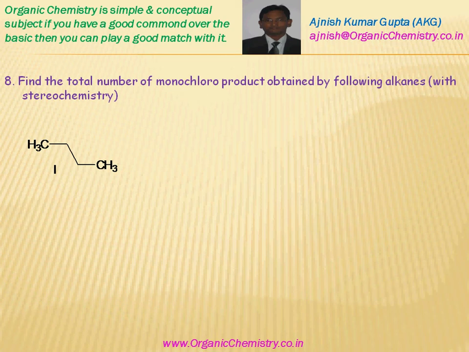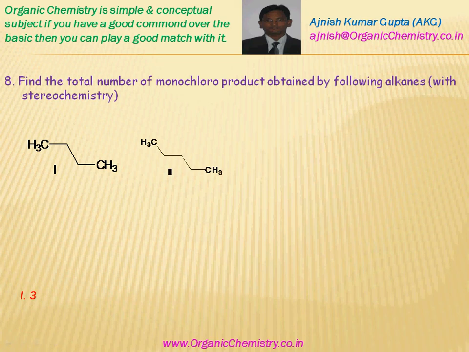For butane, monochloro, it means you have to replace one hydrogen with chlorine. When you carefully analyze and replace this hydrogen, you will get one chlorobutane with no stereochemistry. But when you replace hydrogen from this position and attach Cl, this particular carbon become chiral. So total number of monochloro product along with stereochemistry is 3. 1 for this position and 2, D and L for this position.